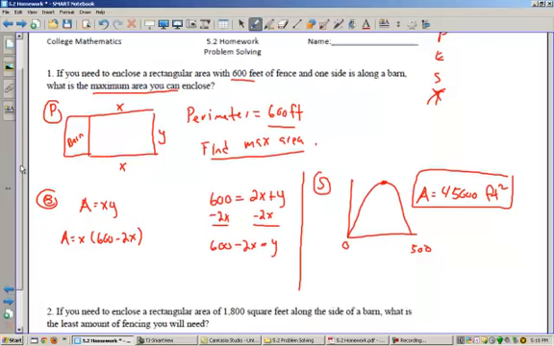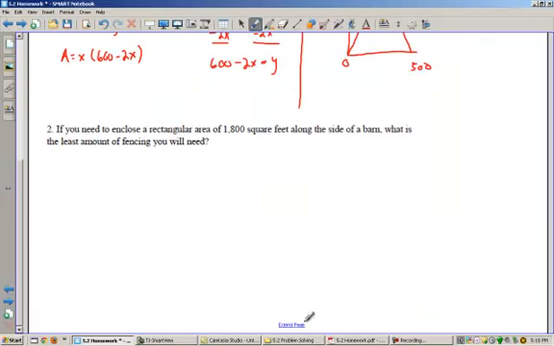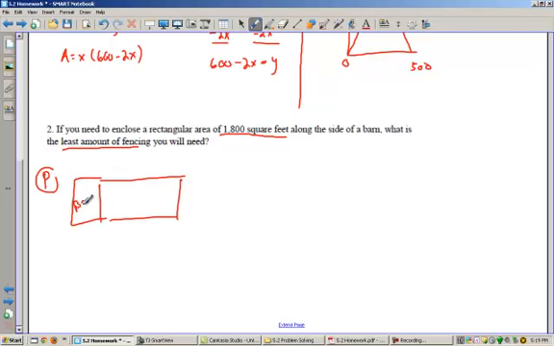All right, the next part. The next problem, right below it, says, now if you need to enclose a rectangular area of 1,800 square feet along the side of a barn, what is the least amount of fencing you will need? So let's change this a little bit. So we have our picture, right? Still a rectangular area. We still have one side, a barn.